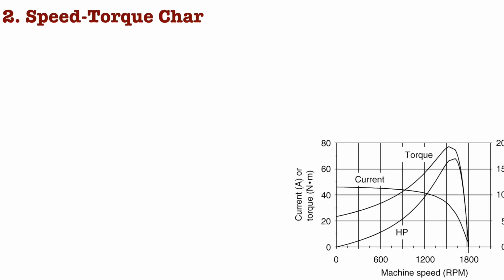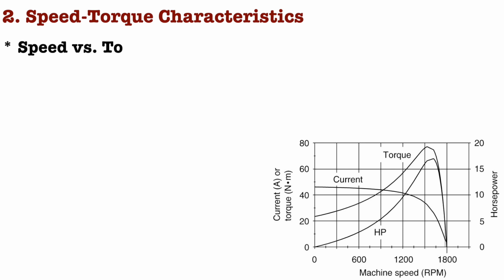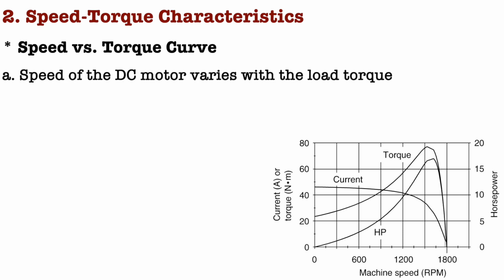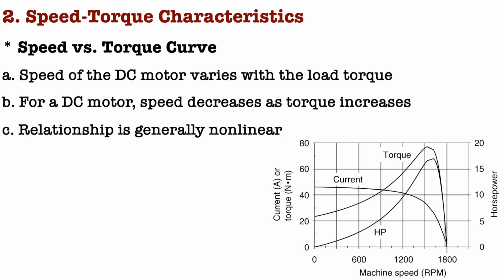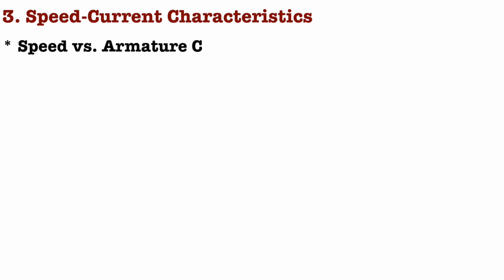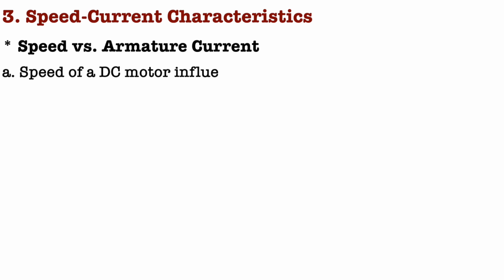Next is speed torque characteristics. Speed versus torque curve shows how the speed of a DC motor varies with the load torque. For a DC motor, the speed increases as torque increases and the relationship is generally non-linear in nature. Next comes the speed current characteristics. Speed versus armature current shows how the speed of a DC motor changes as the armature current changes.